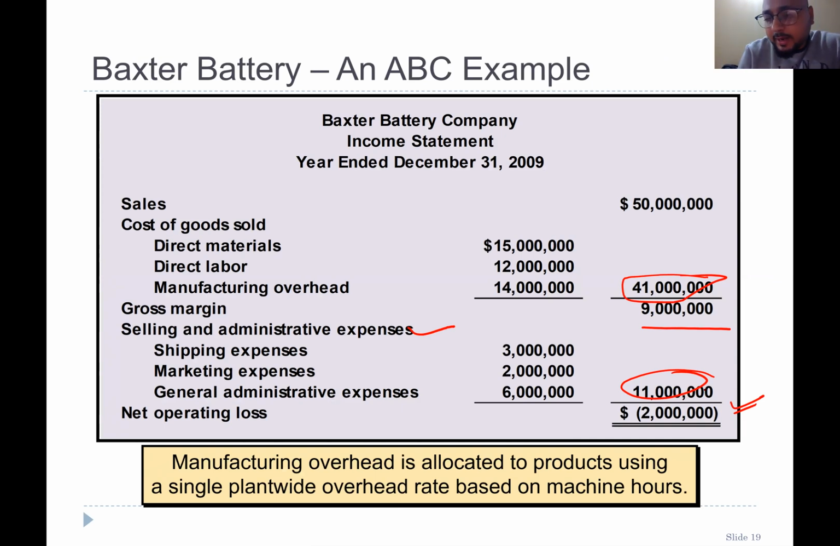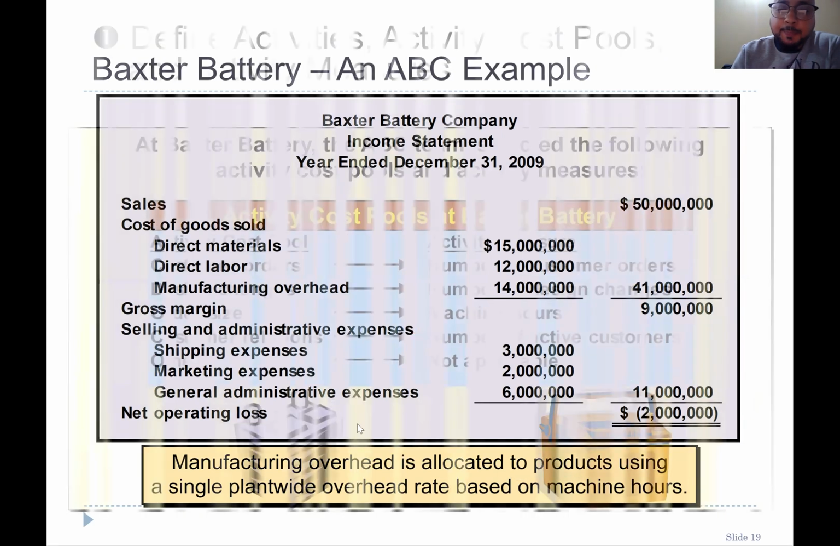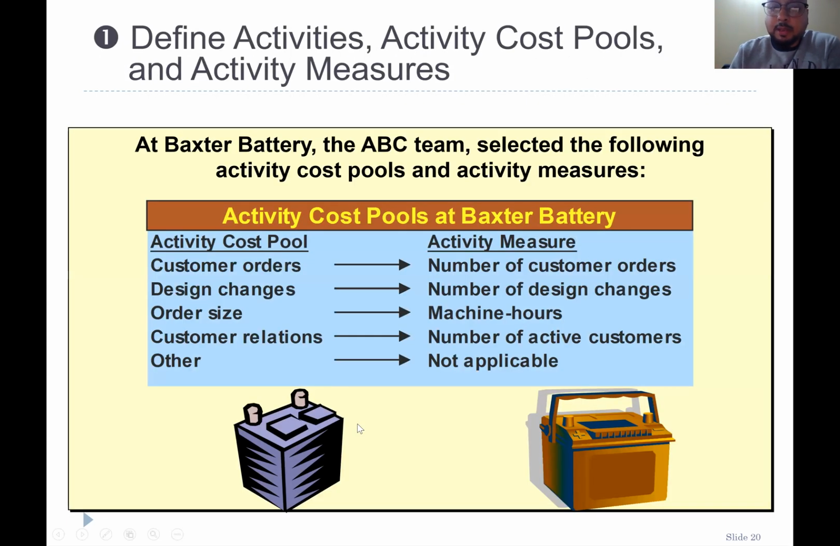So manufacturing overhead is allocated based on a single overhead rate, which is machine hours. To calculate the manufacturing overhead, this 14 million, how did they come up with it? They just multiply that rate by machine hours. That's it. So we talked about that.